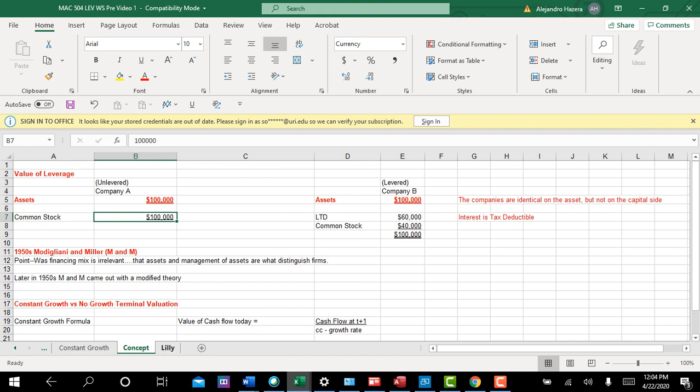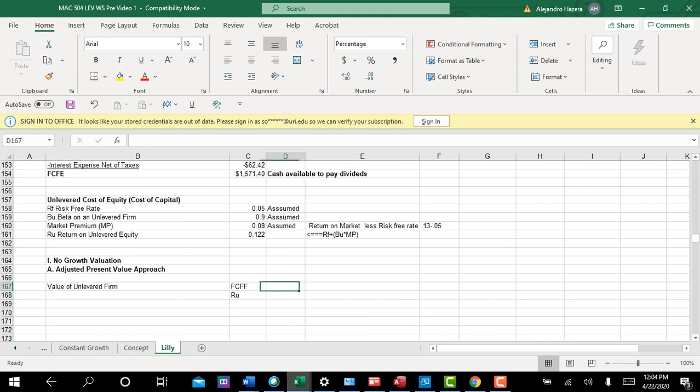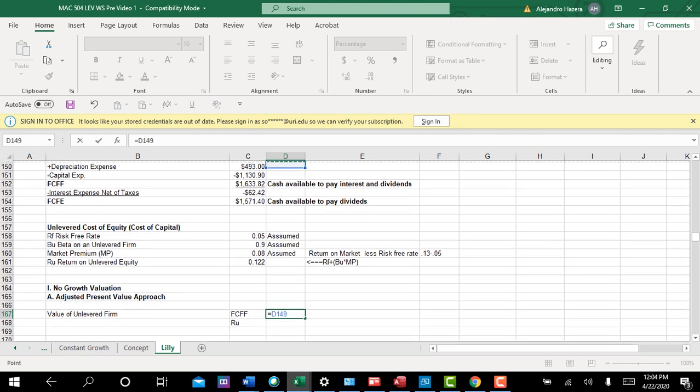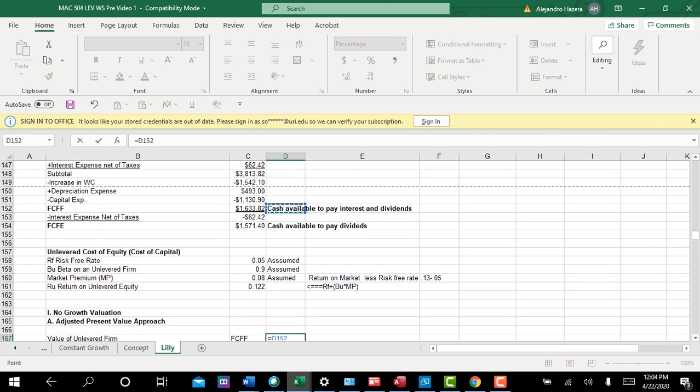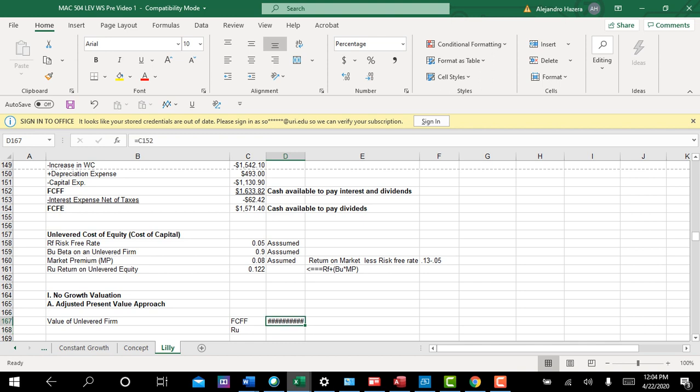Okay, so we're going to use this formula here. We're going to use the no growth formula. So we're going to take free cash flow to the firm. Now, free cash flow to the firm is that number right there.